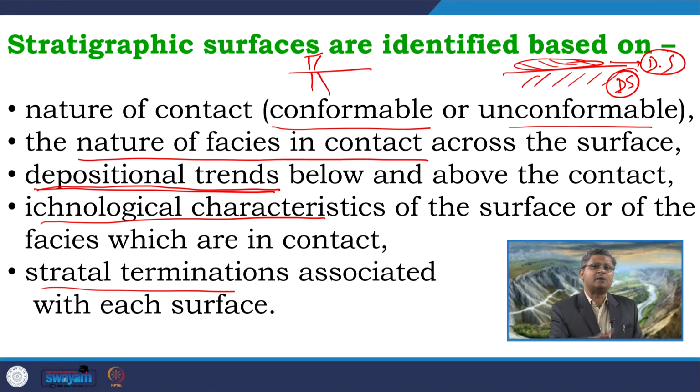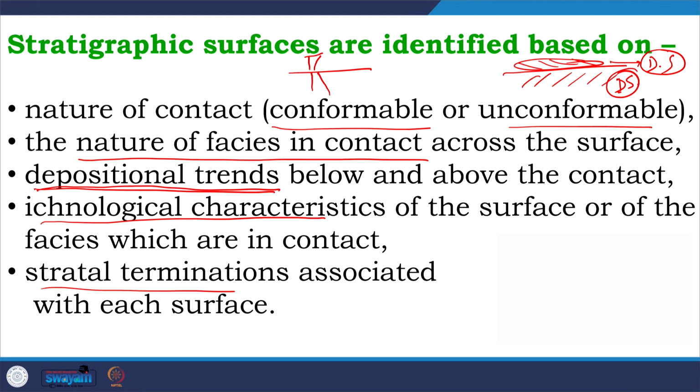So, these are some of the broad, very basic fundamental criteria that we have to keep in our mind. We have to look for these parameters, these characteristics, when we try to identify a stratigraphic surface. So, the nature of contact, the nature of facies occurrences, the depositional trend, ichnological characteristics if ichnoforms are present, and stratal termination pattern. Most of these criteria involve preliminary facies analysis.